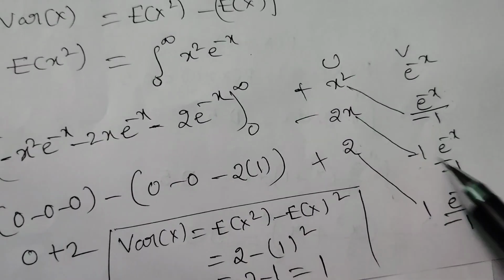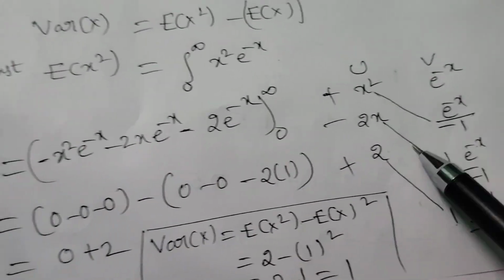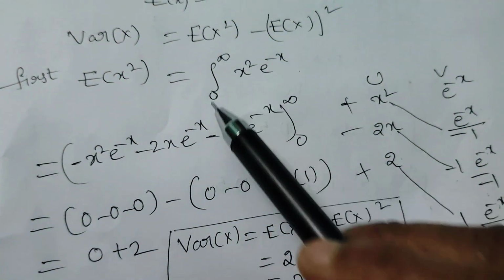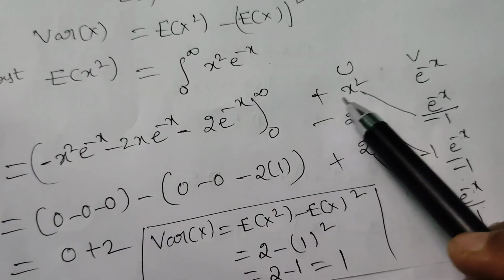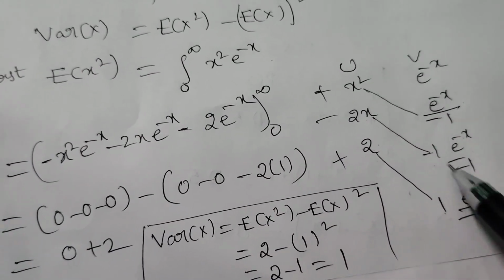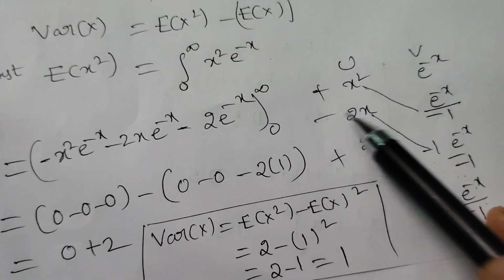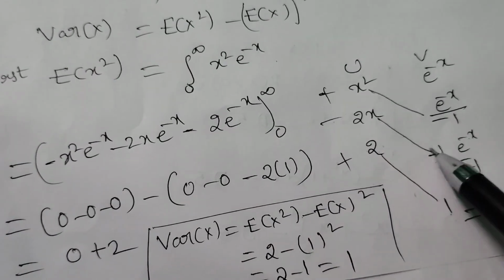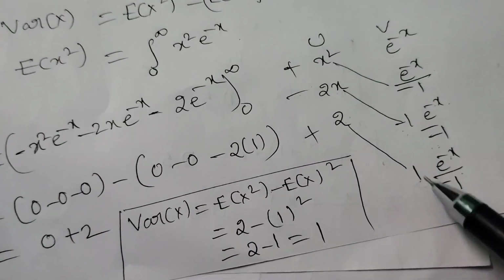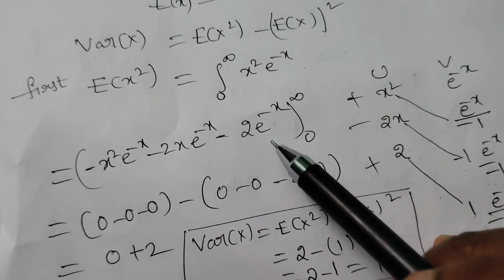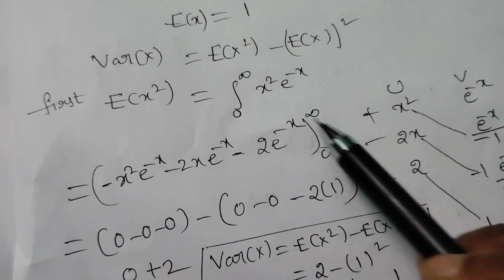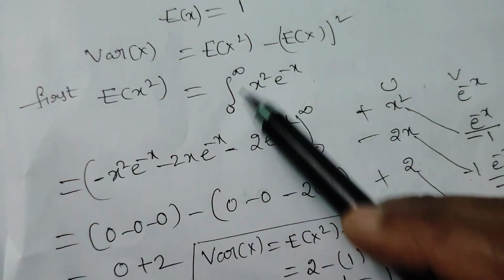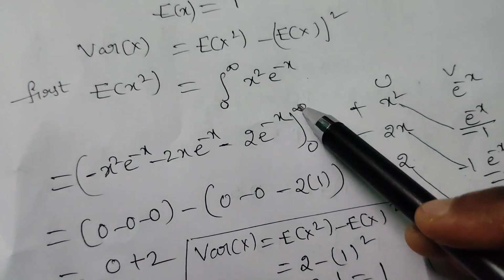So now cross these values and write these cross multiplication values instead of this integration. We get plus into minus, minus x square into e power minus x. This minus gets cancelled. Minus into plus, minus 2x into e power minus x. So plus into minus, minus 2 into e power minus x. Now we need to substitute the limits. Here the limits are 0 to infinity. That's why I have written 0 to infinity here.